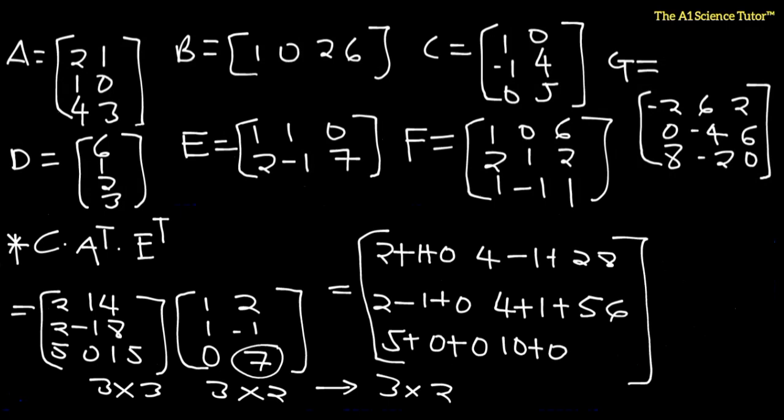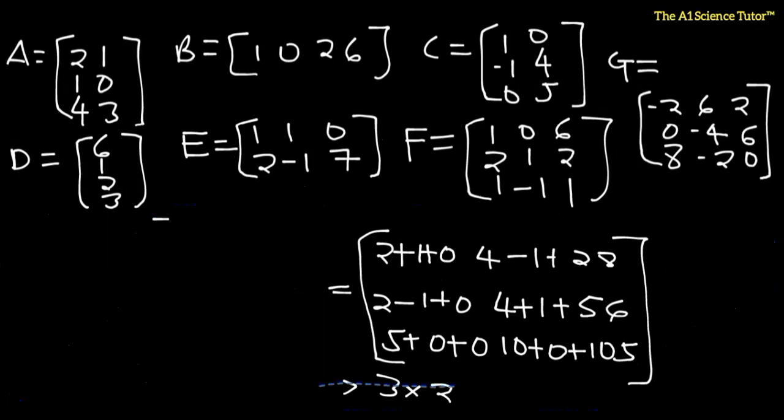So what is that basically going to give us? So that basically should give us 105. Okay. Now 2 plus 1 plus 0, that is a 3. 2 minus 1, that is going to give us 1. And we have 5 plus 0 plus 0, which is basically 5.